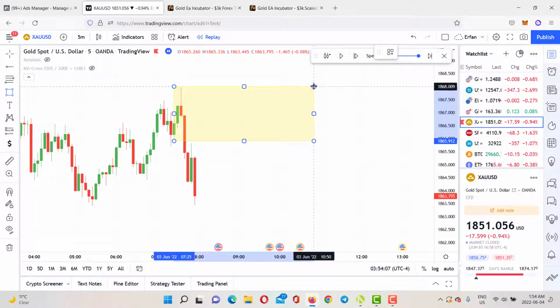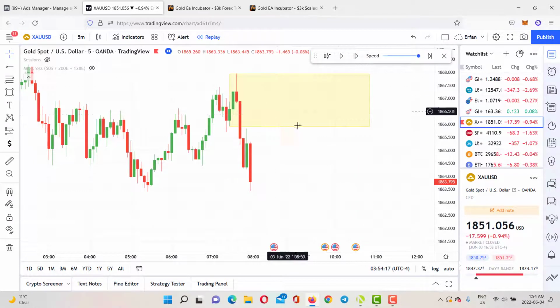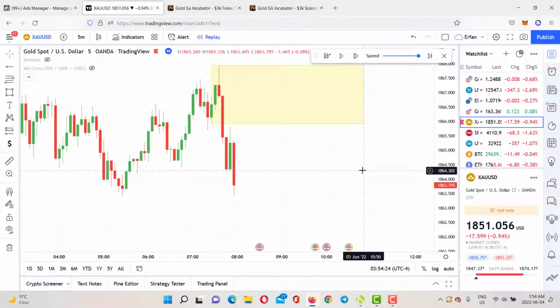I'm not going to show you how you can actually find them, because I have tons of videos on that. I'm not going to waste more time. I just identify high probability supply and demand zones. But if you want to learn how to identify them, I already put a card above the video so you can watch it after this video.